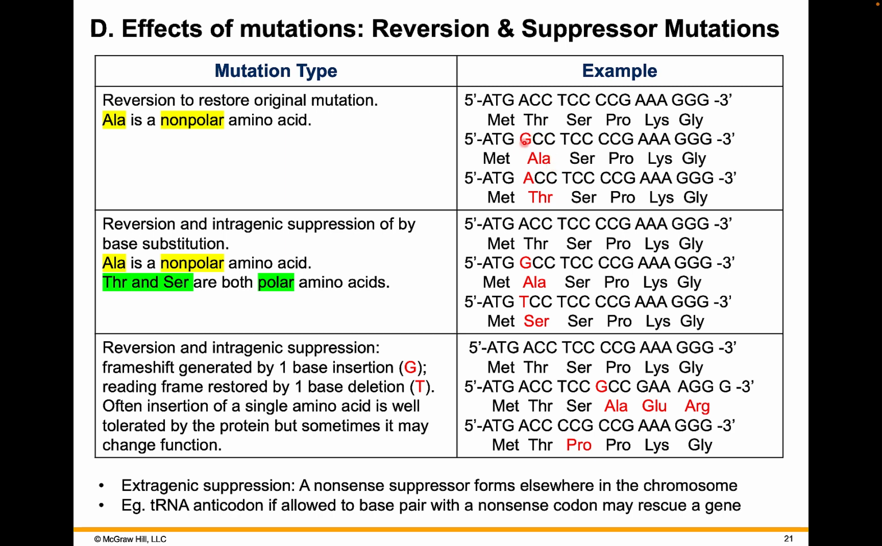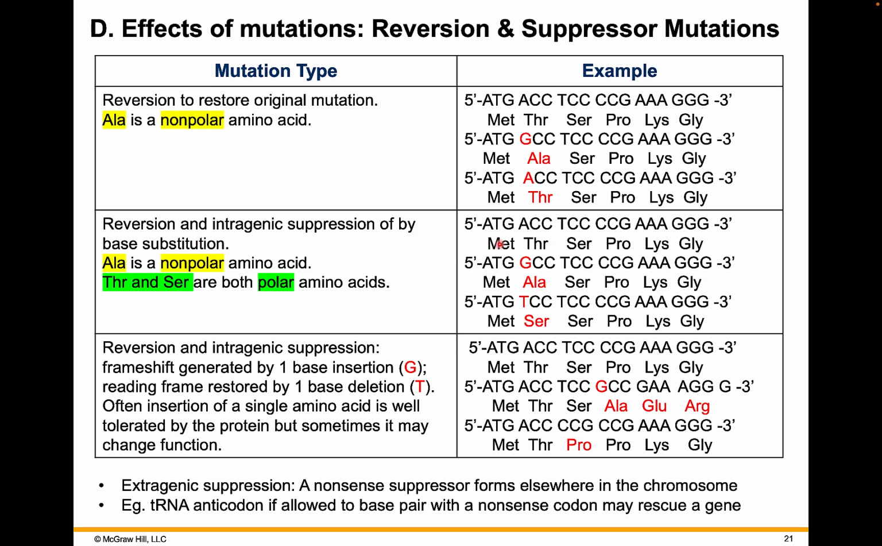On the other hand, see that the G is now reverted back to A, and it forms the threonine, which is the original wild type. So right here, this is a straight reversion back to the original. This can happen as well. This is a reversion to restore the original sequence. The second type is reversion and intragenic suppression by a base substitution.